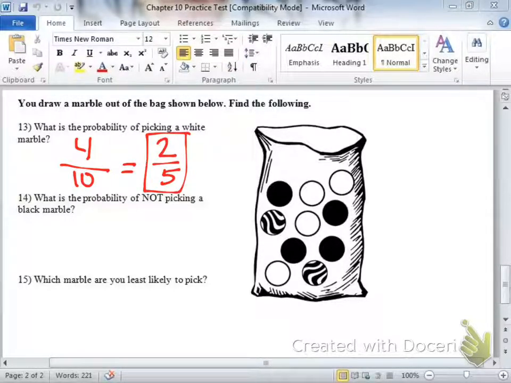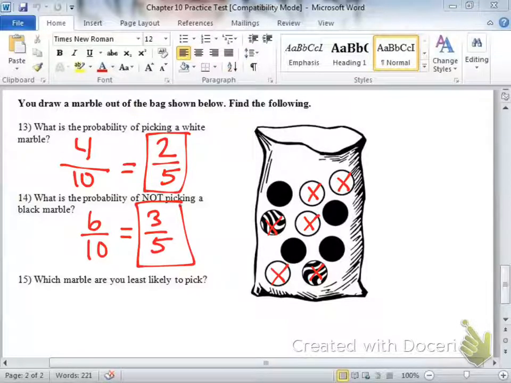Alright, this one's a step up. What's the probability of not picking a black marble? So I'm going to count all the ones that are not black. And when I say black, I mean solid black. So still count the stripy ones. 1, 2, 3, 4, 5, 6. How many total marbles? 10, so 3 over 10. That's the probability of not picking black.